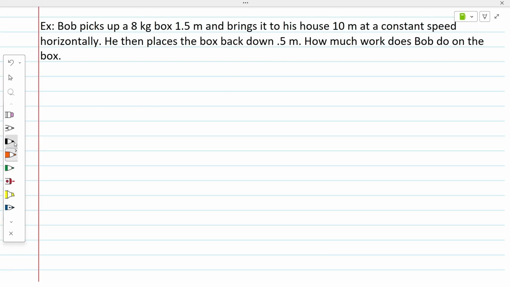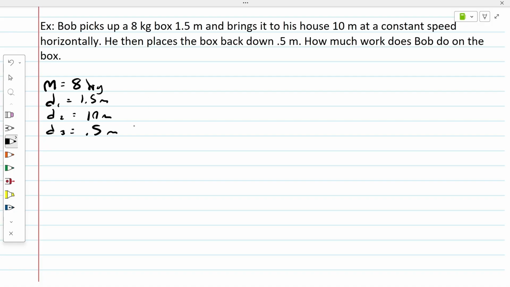So let's write out what we have. We know the mass of the box is 8 kilograms. We know the first distance is picking up the box 1.5 meters. He then travels a second distance of 10 meters and then places the box back down 0.5 meters. So we need to figure out what the total work over the situation is. But you'll notice that we can't just add up these distances and say that the force is going to apply on these equally, because different things are happening.